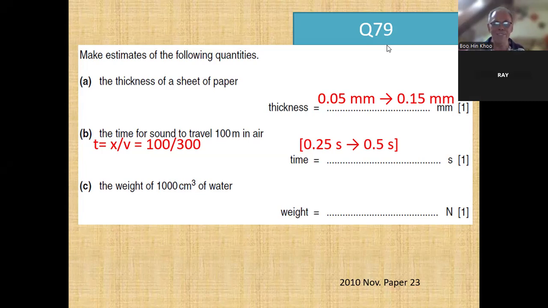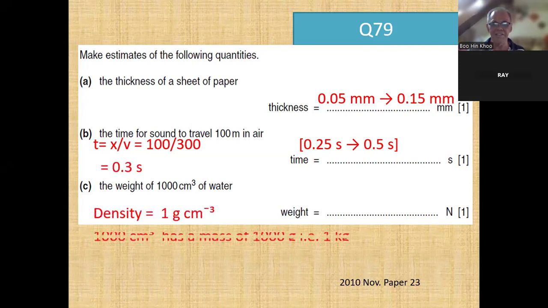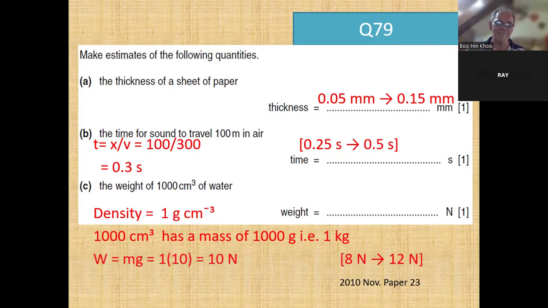We got 10 more minutes. Weight of 1,000 cm cubed of water. That's 1 liter, right? Yep. 1 kg. This one you want in Newton. 9 newtons. Okay, accepted, 9 Newton.